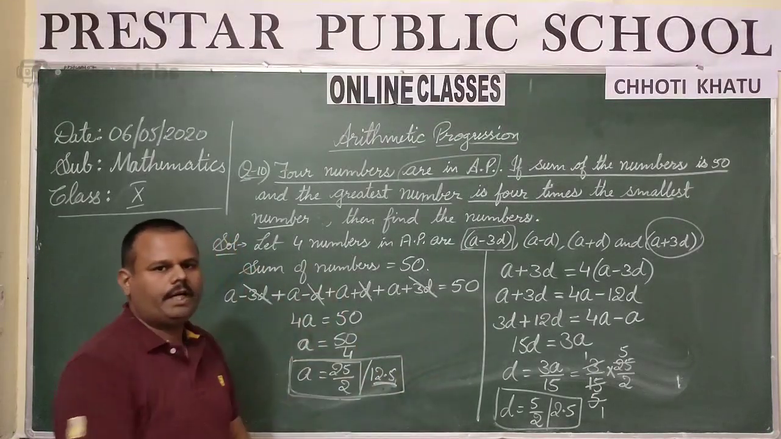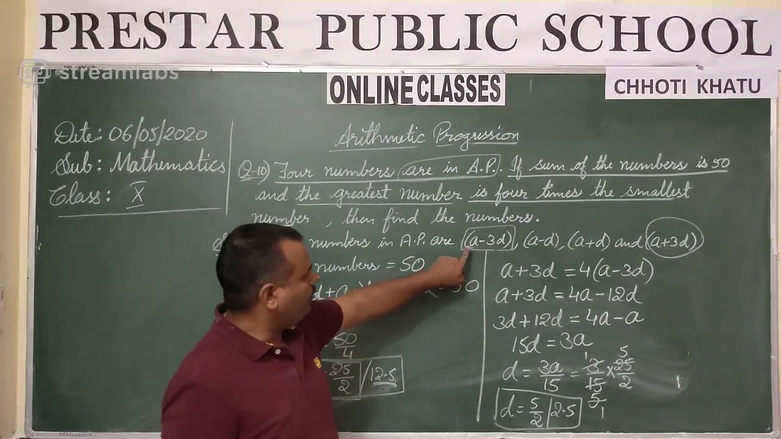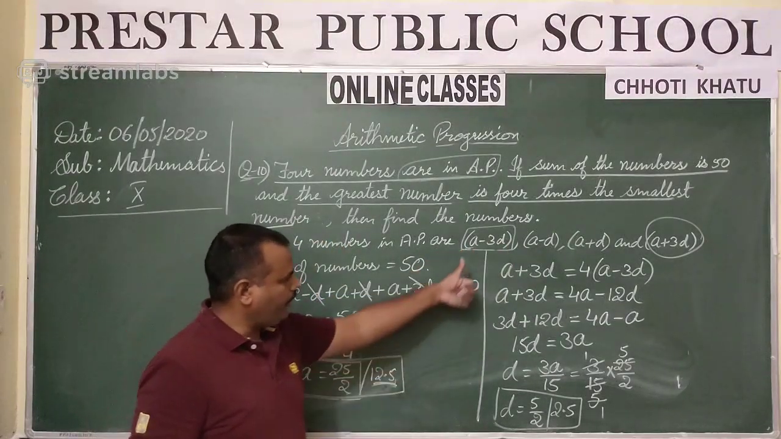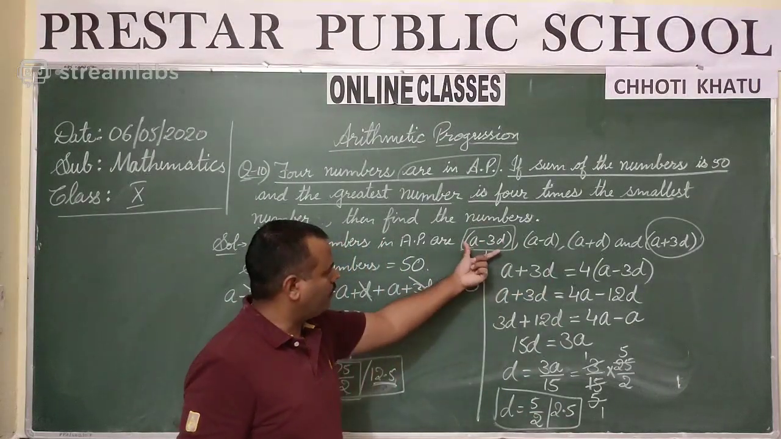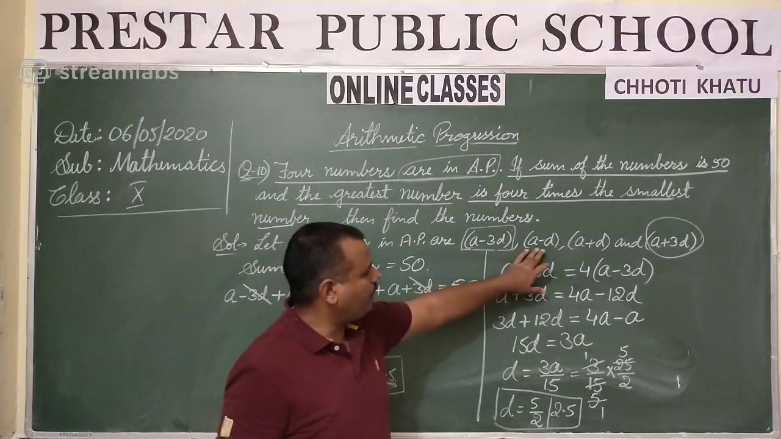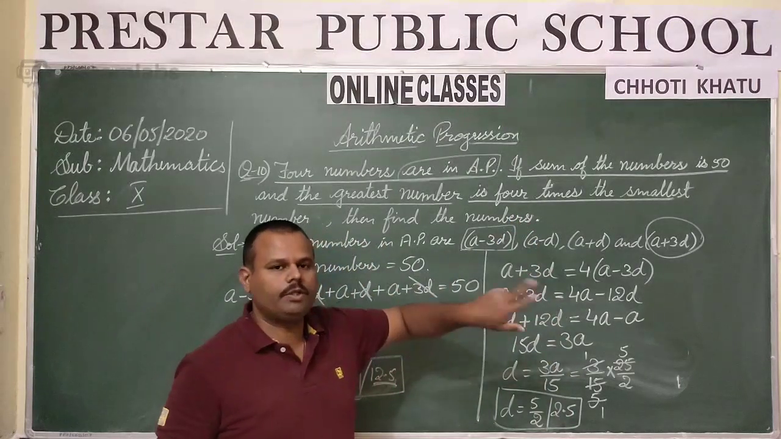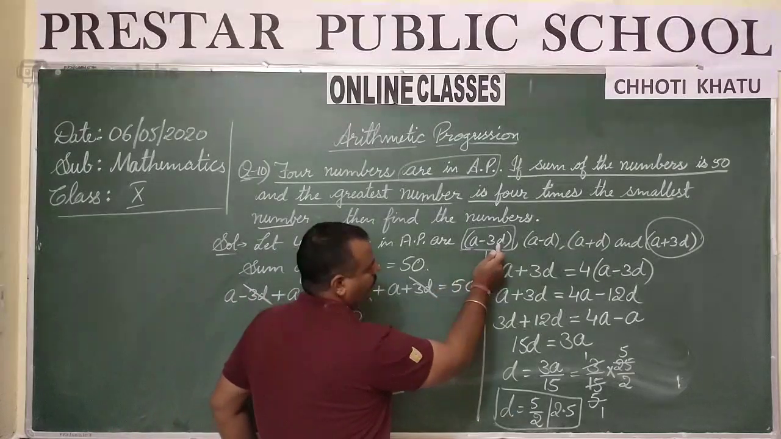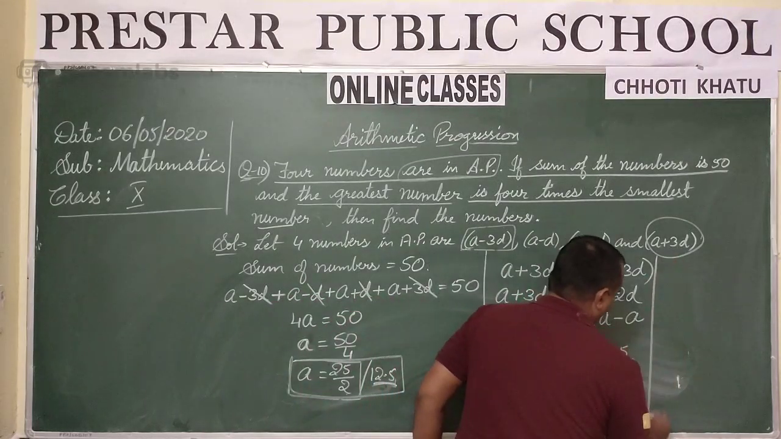So we have the values of D and also we have the value of A. Once we get the value of A and D, now what is left over? We have to find the 4 numbers. So the first number will be A minus 3D, that is 12.5 minus 3 multiply 2.5. You can solve it and you get the first value. Similarly, the second is A minus D. So 12.5 minus 2.5 will give you the second value.